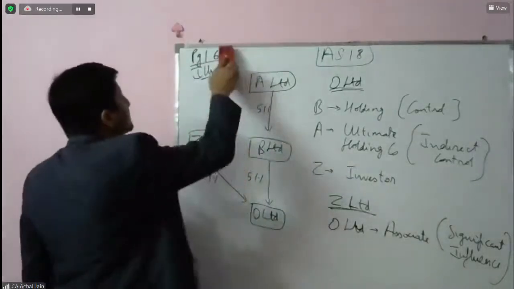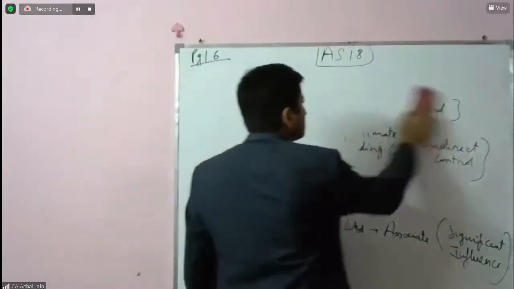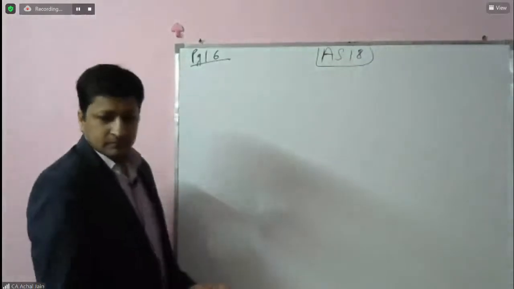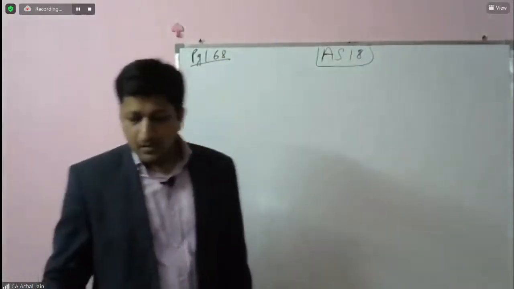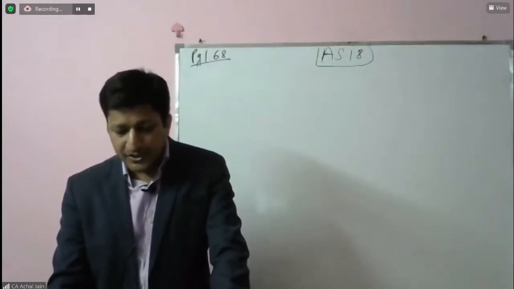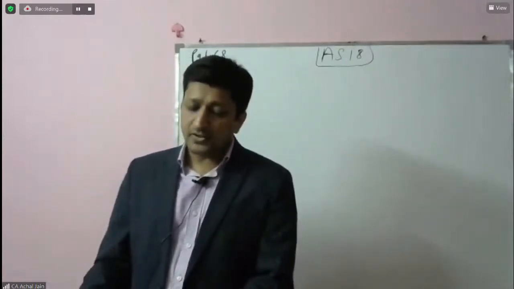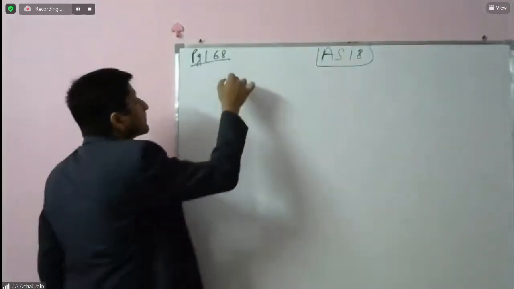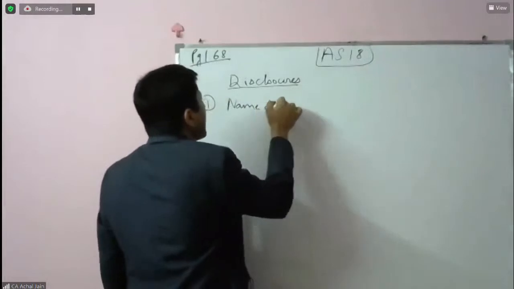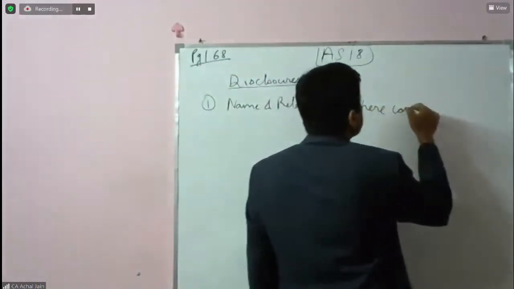You can move on to page number 1.68. The disclosures which are given: name of the related party, nature of the related party relationship is required to be disclosed, irrespective of whether there is a transaction between the parties or not. So the disclosures which we give: first, name and relationship. Where control exists.